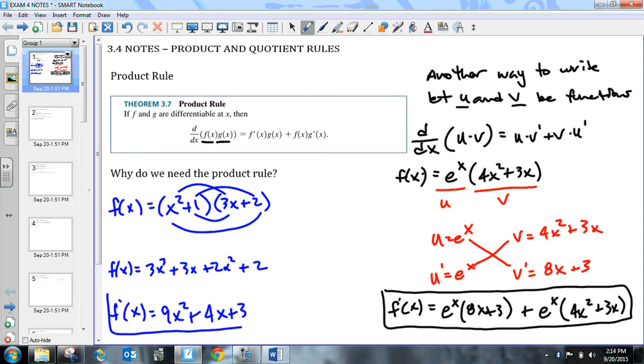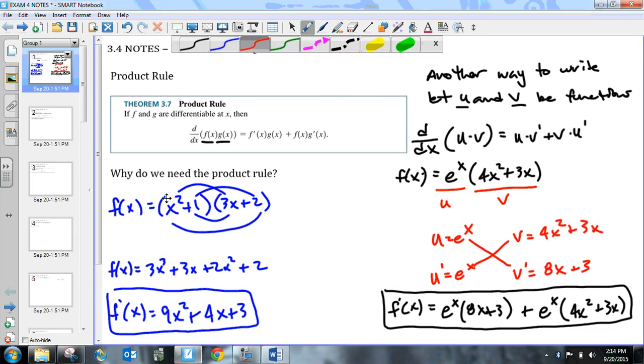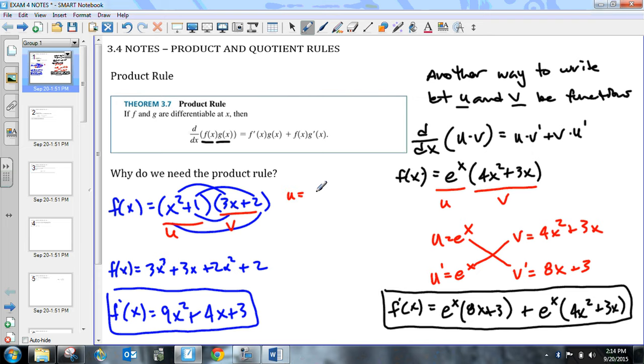Okay, I could use the product rule here. Okay, I could call this my u and call this my v. Okay, and I could let u equal x squared plus 1, and I could let v equal 3x plus 2, and I could find u prime, which is going to give me 2x, and then v prime, which is going to just give me 3. And I could cross multiply and add them together. And if you simplify it, you'll get the same thing. Go ahead and try and do that if you get some time.